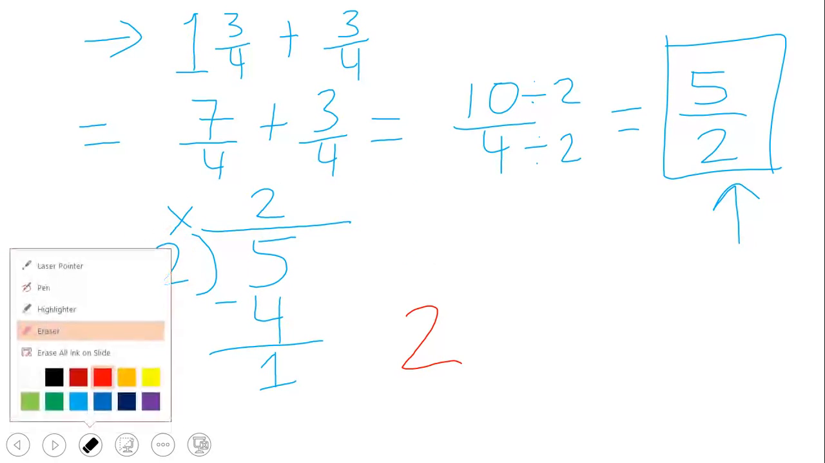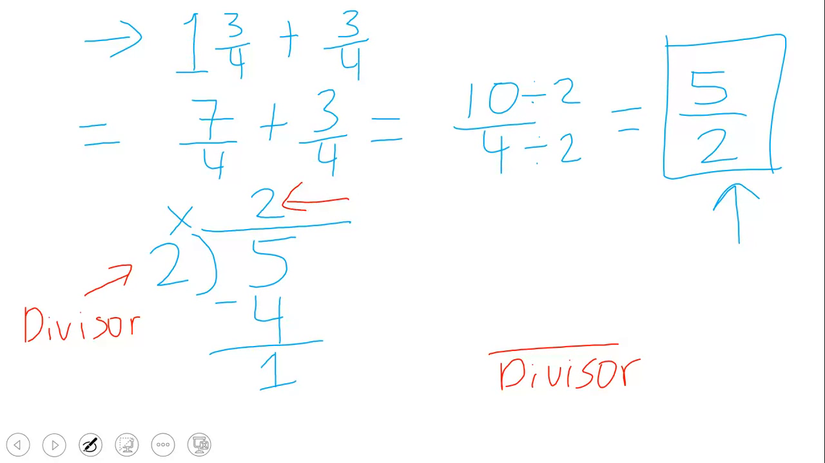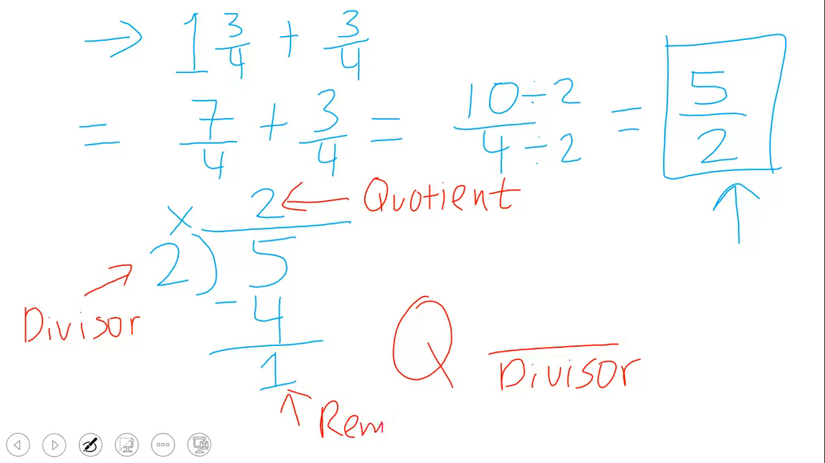So what happens is, sorry, let me erase. What happens is that the divisor becomes the denominator of the simple fraction. The quotient ends up being the whole number of the mixed number. So the quotient ends up being the whole number, and the remainder is the numerator. So the remainder is the numerator.